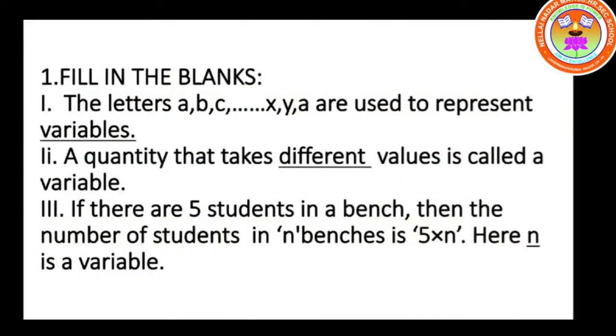Do you understand? First one: the letters A, B, C, and it goes on, X, Y, and actually it is Z, by mistake it is printed as A, Z. These are used to represent variables. So these are the alphabets used to represent a variable.